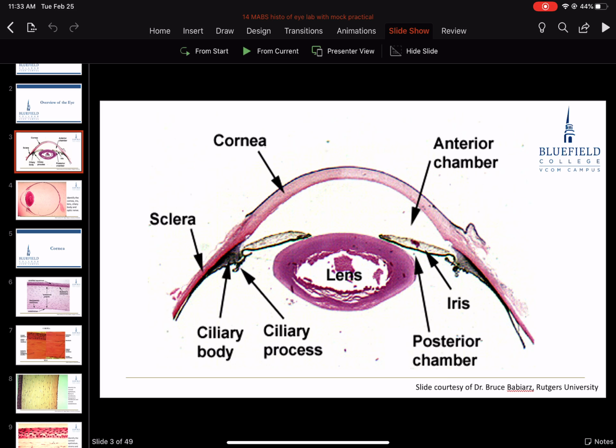Again, you can't distinguish them on low power magnification like this. Probably can't, because when they separate, that separation is between the neural retina and the pigmented retina.